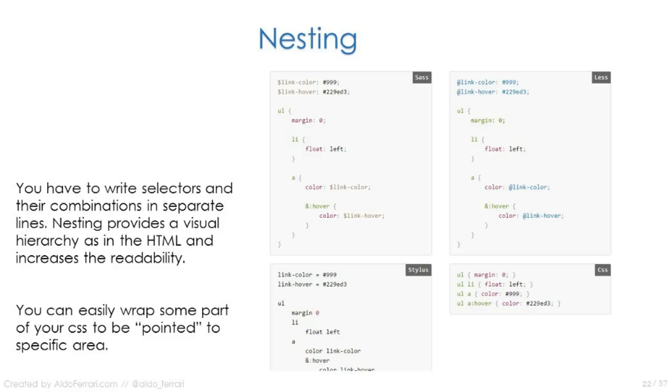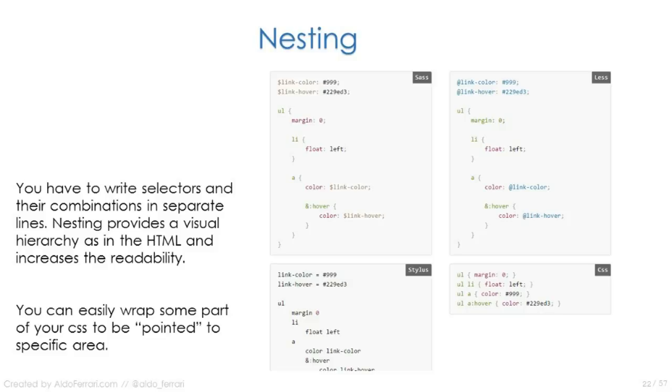Nesting: as you can see, usually you have to write a selector, as I said, on a separate line, copying and pasting. Now you can easily wrap them and nest them. Look at your screen, on the Sass example: you still have some variables on top to define the link color and the link overlay when you hover on the link. And you can define UL.